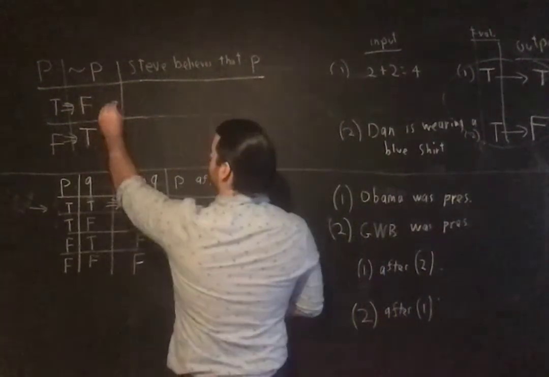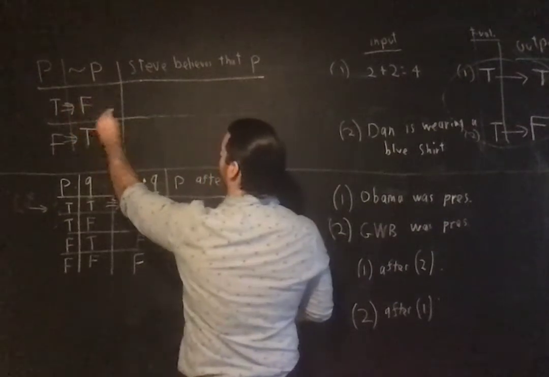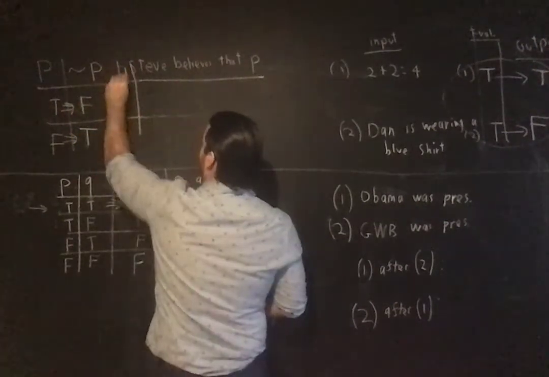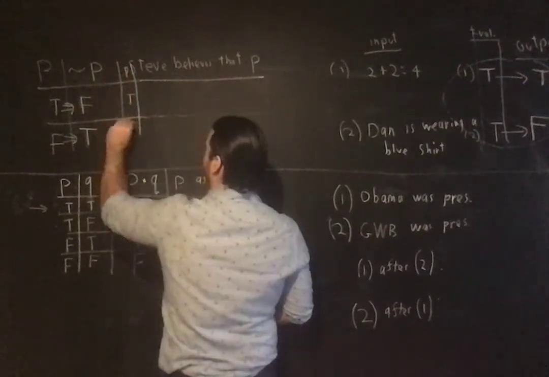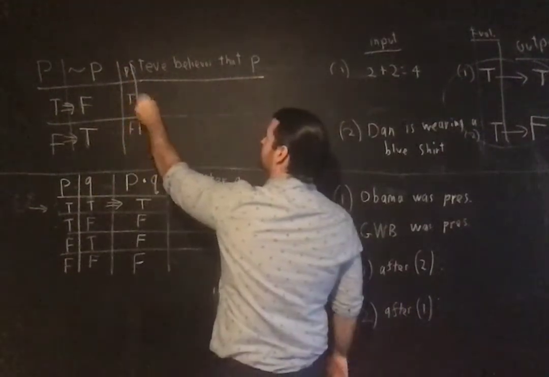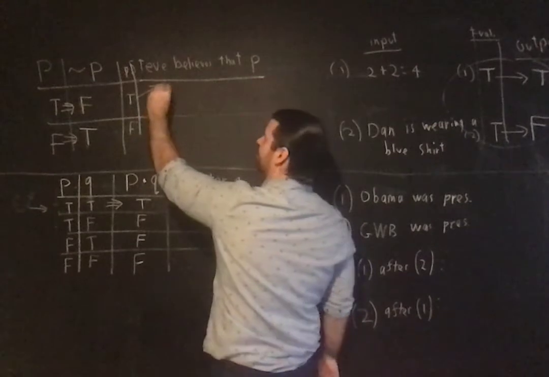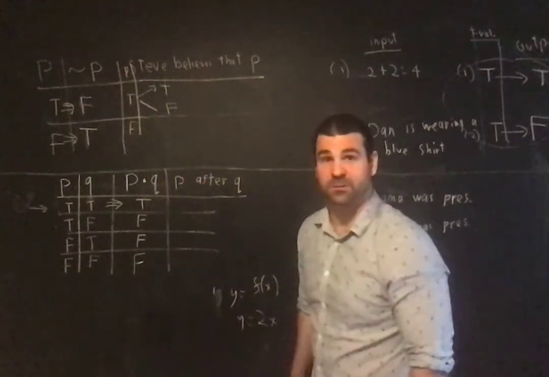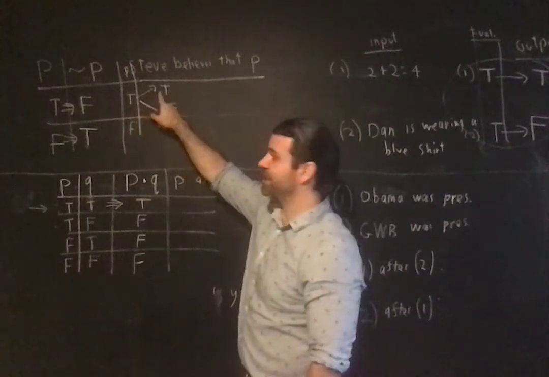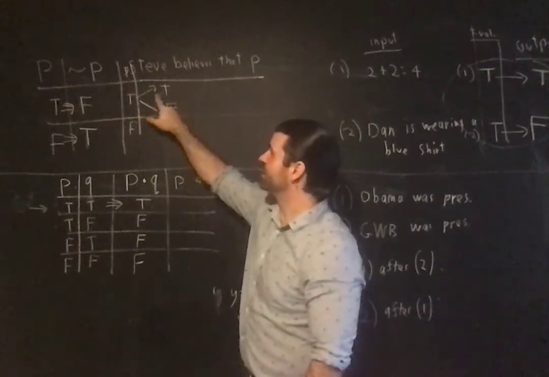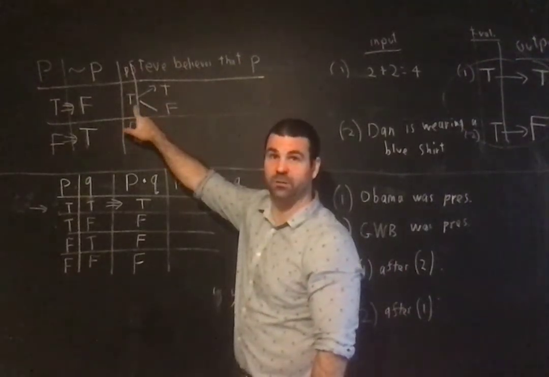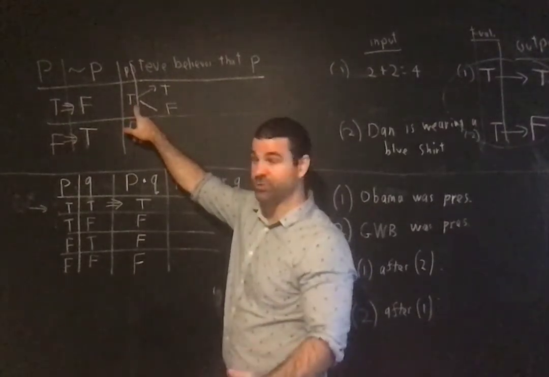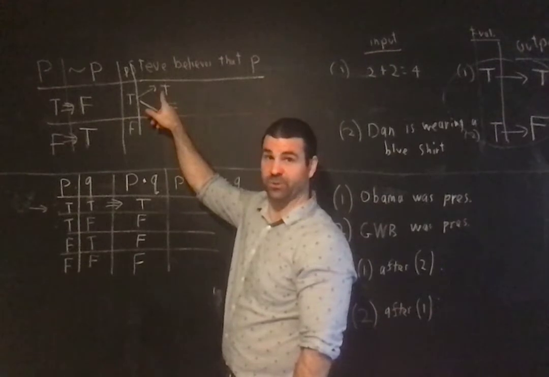Because what we're going to have is, when P is true, P is true or false. When P is true, sometimes Steve believes that P is true, and yet sometimes Steve believes that P is false. That was our first case and our second case. When P is 2 plus 2 equals 4, P is true, and Steve believes that P is true.